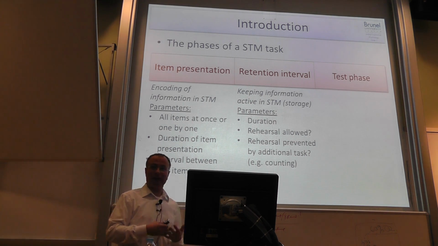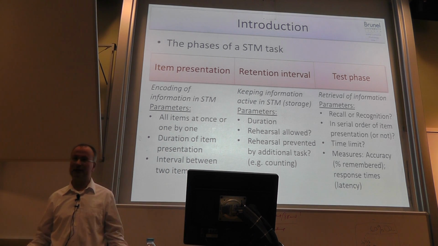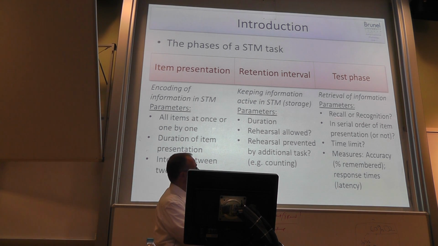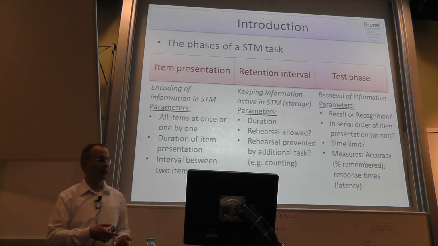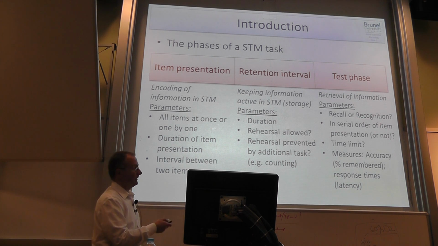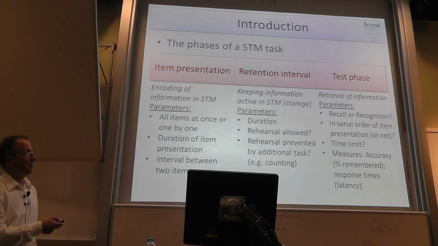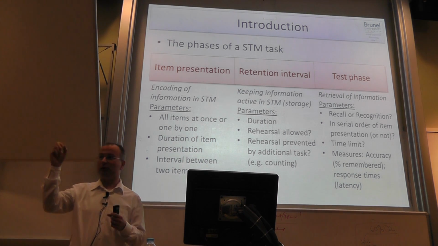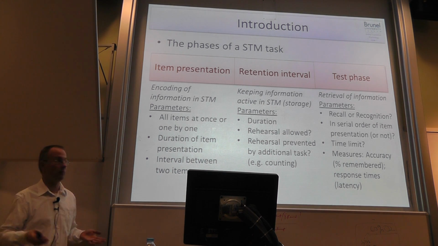And then finally, you have the test phase, where you want to assess the memory. So the participant now has to retrieve the information from short-term memory. And parameters, the example from before, do you do it as recall or recognition memory? And these are rather different approaches to access memory. And one thing which is often incorporated as well is whether participants have to recall the items in the exact order they learned them. And this is called serial recall. Or do you allow any random order?